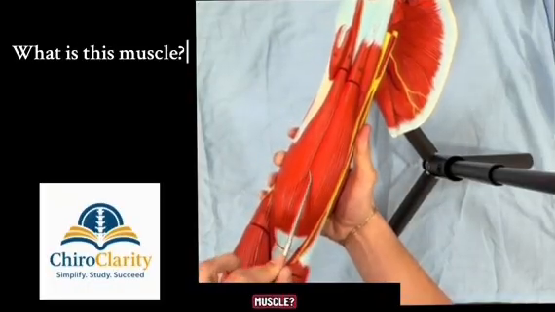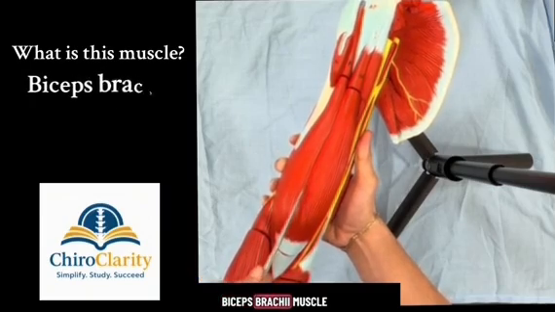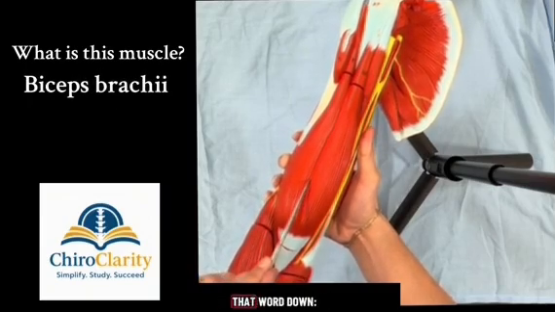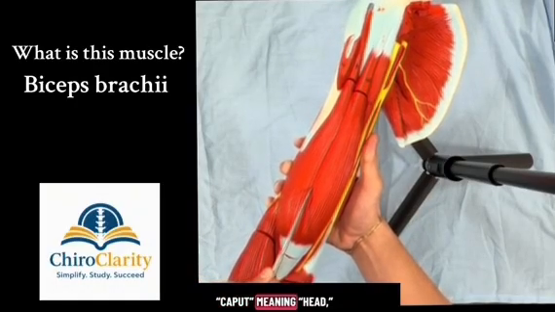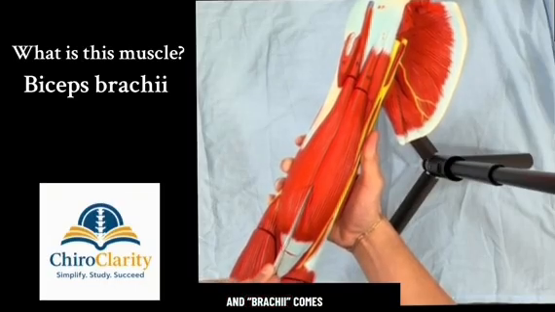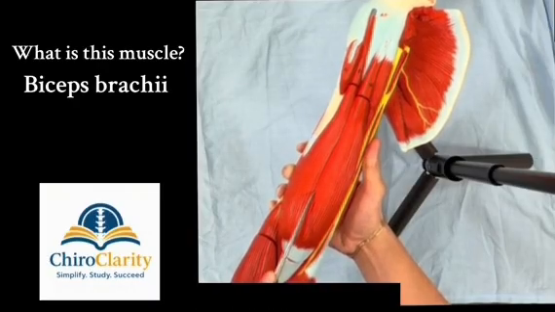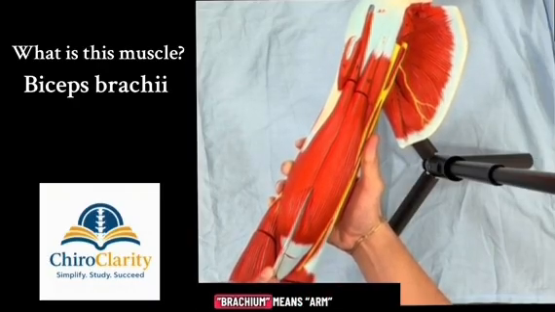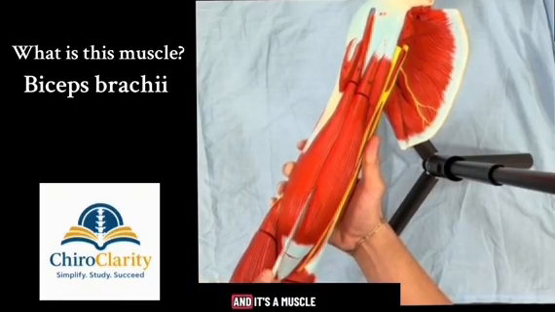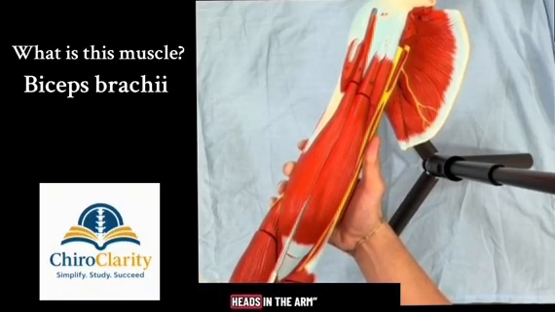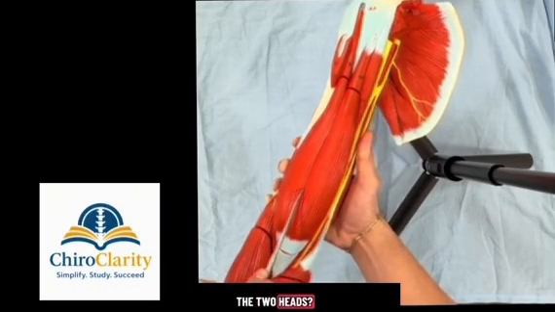What is this muscle? This is our biceps brachii muscle. Now let's break that word down. Bi implies two, ceps comes from caput, meaning head, and brachii comes from brachium, meaning arm. Biceps, two head, brachii refers to brachium, which means arm, and it's a muscle. So it's the muscle with two heads in the arm. Biceps brachii muscle. Now what are the two heads?